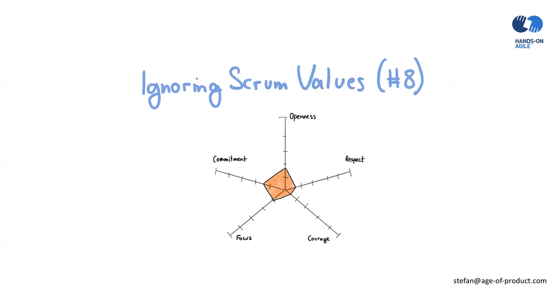Number 8, ignoring Scrum values. Let's have a look at the Scrum Guide. When the Scrum values of commitment, courage, focus, openness, and respect are embodied and lived by the Scrum team, the pillars of Scrum, transparency, inspection, and adaptation, come to life and build trust for everyone. The successful use of Scrum depends on people becoming more proficient in living these 5 values.